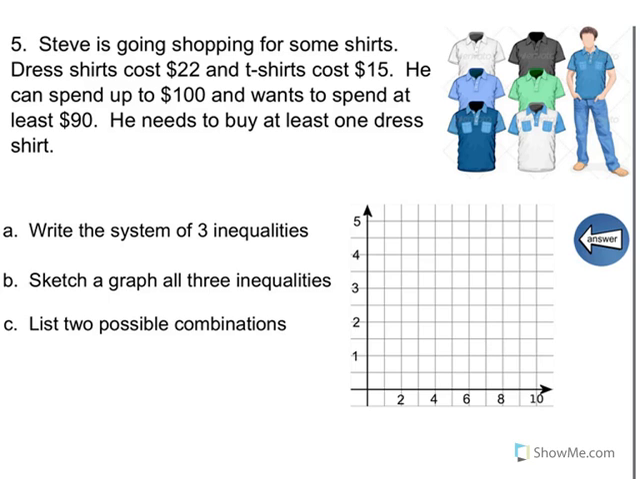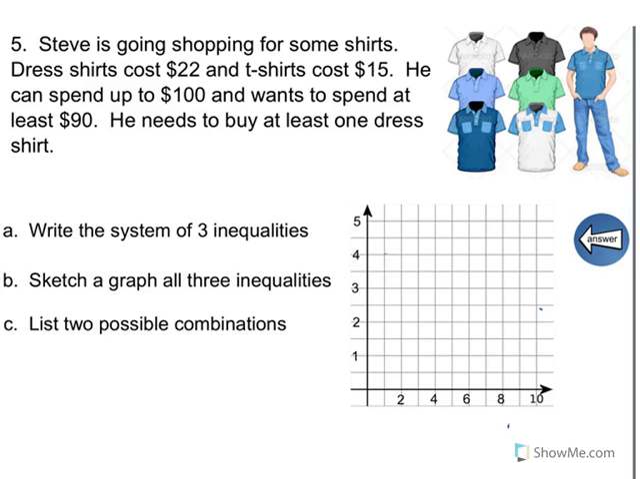If we look at a word problem here, we have Steve is going shopping for some shirts. He's going to buy dress shirts for $22, t-shirts for $15. He can spend up to $100, but wants to spend at least $90, and he needs to buy at least one dress shirt. So we're going to write a couple of inequalities here.